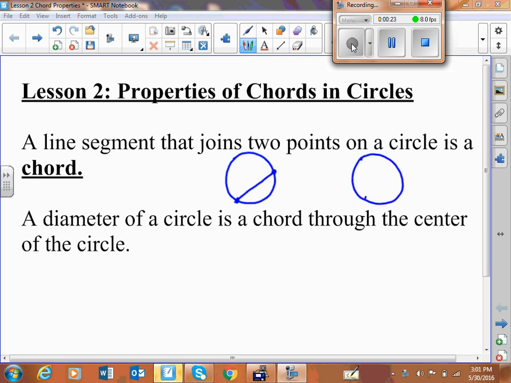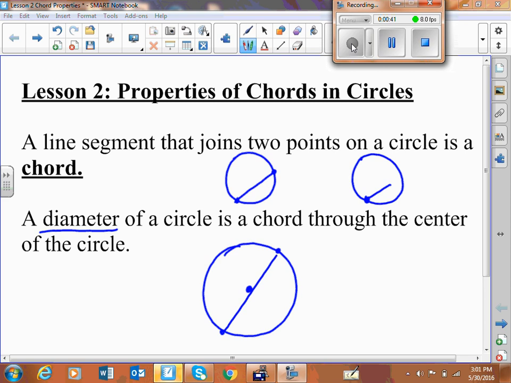Important to know, something like that is not a chord. Okay, it has to have the 2 endpoints on the edge of the circle. A very specific type of chord is the diameter. The diameter goes through the center of the circle, but it has its endpoints on the edge of the circle.